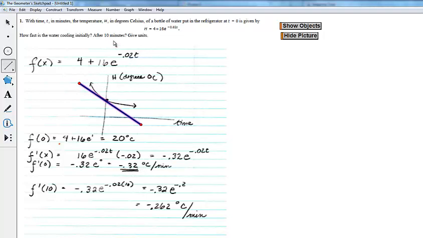Now, the second question is after 10 minutes. So after 10 minutes, we can assume that it's not cooling as fast. So it's going to be more like this. You can see how it's less steep there. It's still negative, but it's less steep. So I'm going to put 10 into this same derivative here, and I'm going to get negative 0.32 e to the negative 0.02 times 10, which is negative 0.32 e to the negative 0.2. And when you use a calculator, you find that's negative 0.262 degrees Celsius per minute. That's how we would do it without a calculator or without a computer.